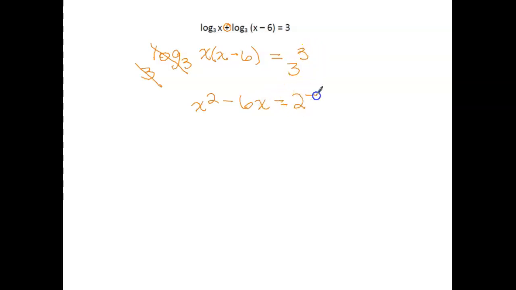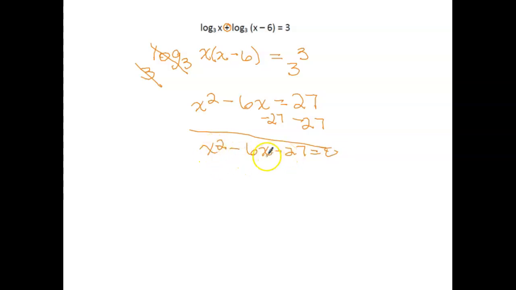cubed, which is 27. And because this is a quadratic, we need to get our equation equal to 0. So we're going to subtract 27 from both sides. And so we get x squared minus 6x minus 27 is equal to 0.